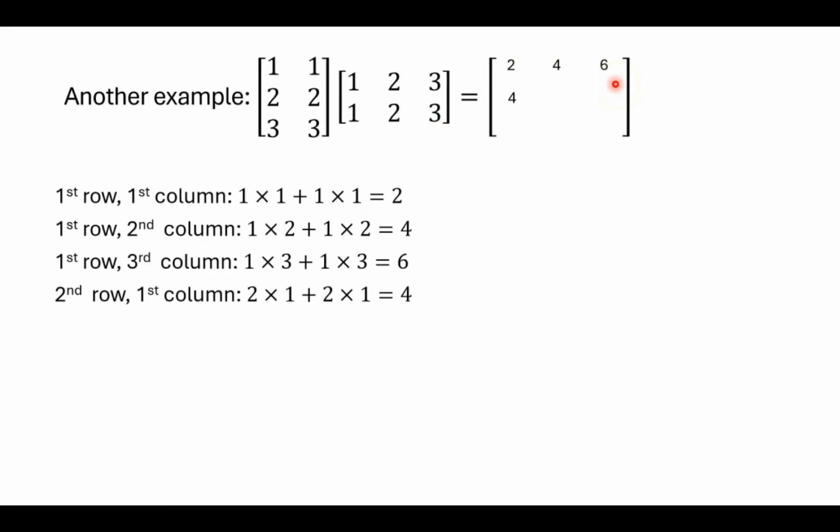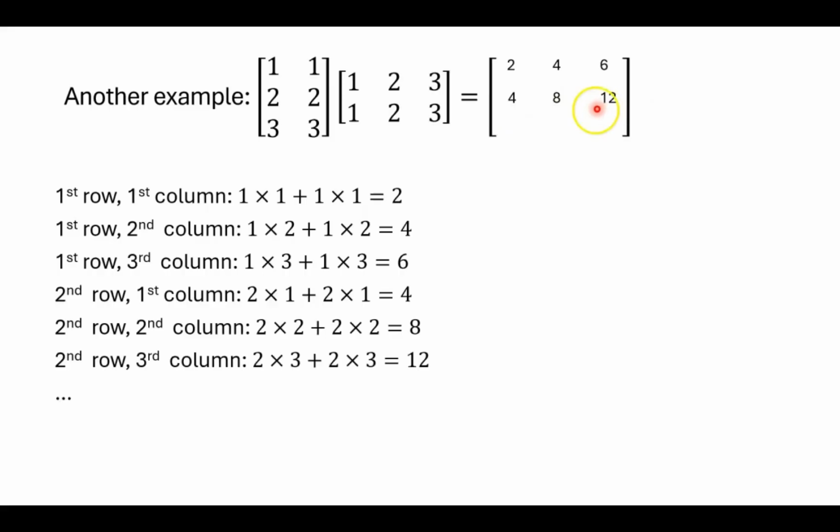For the second row, first column, it's this second row times this first column. So it's 2 times 1 plus 2 times 1, which is 4. And the second row, second column, this times this, 4 plus 4 is 8. And you can sort of see the pattern here. It's 1 times 4, 2 times 4, and this will be 3 times 4, so it's 12. And very similarly, the same goes for the third column. I will leave it to you as an exercise. You can work out the third column by yourself.